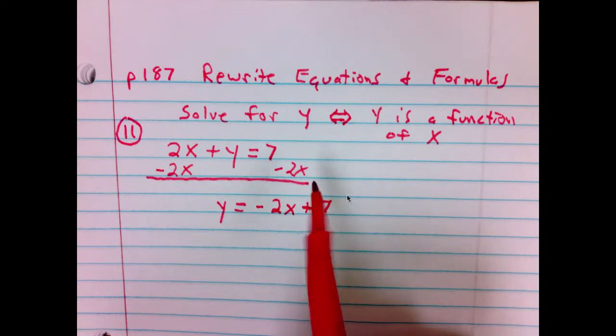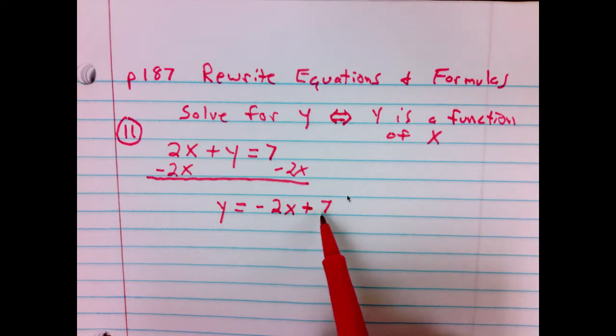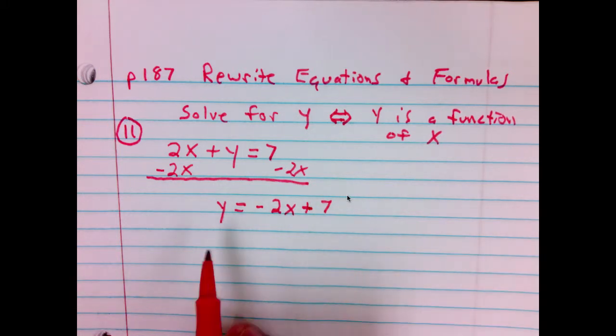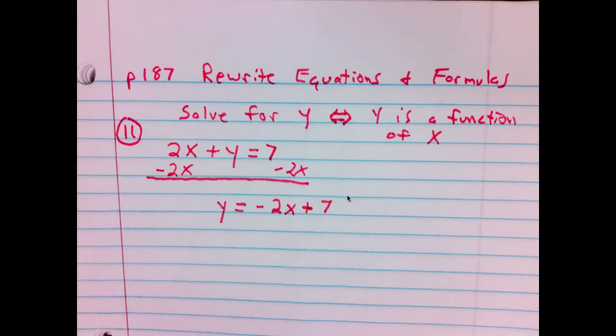While it would have been equivalent to say 7 minus 2x, typically when we write y as a function of x, the x term will come first and the constant term will come second. We'll talk more about this form later on. Well, we were trying to solve for y, which is get y by itself. We have succeeded. We are done with number 11. Next, we will look at number 14.